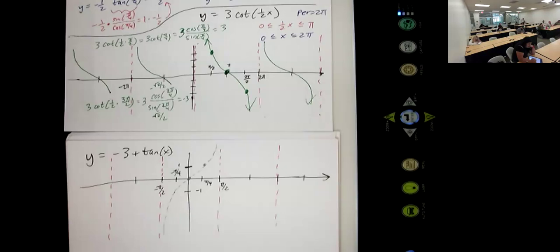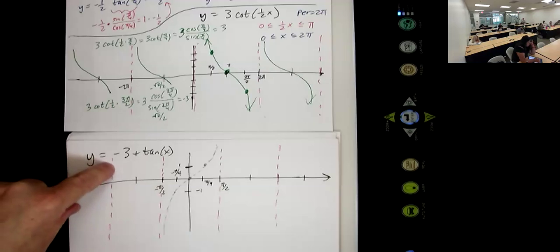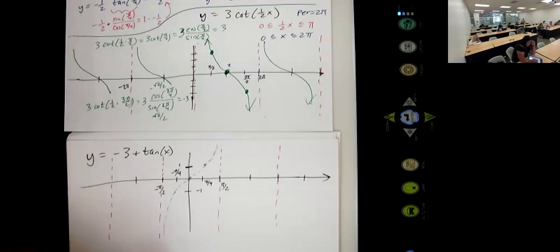What does the -3 do? Down. So wherever tangent was 0, it's now -3. Does that make sense? So where tangent was 0, we're going to go down to -3.